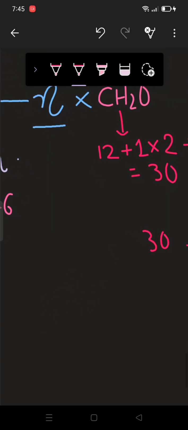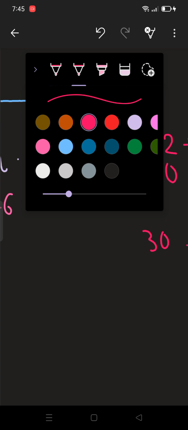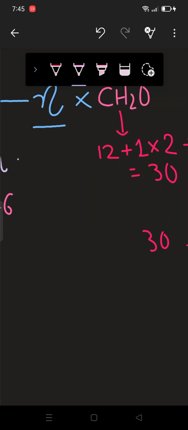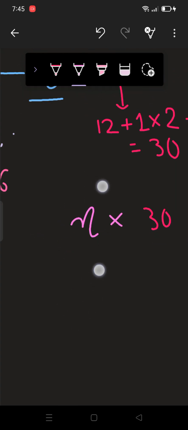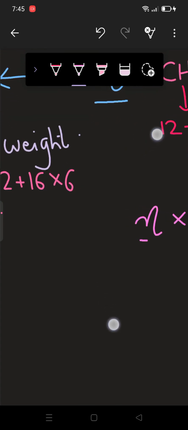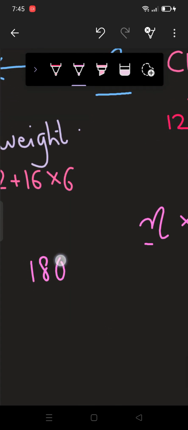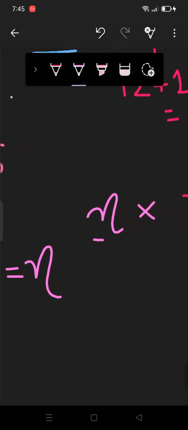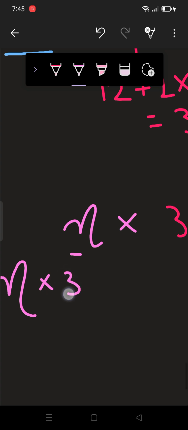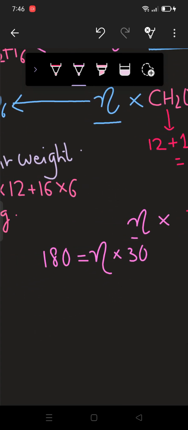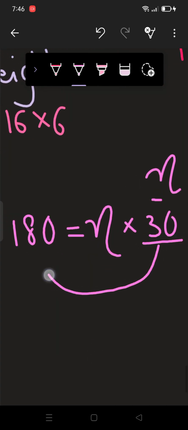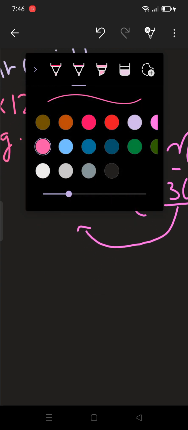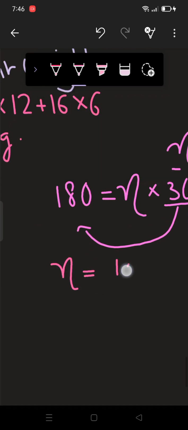So now I need to multiply by a number. Basically I'm finding the number here. What number do I multiply the empirical formula with so that I can have a molecular formula? So multiply by n, right? Now I need to find this n, of course. So let me write this equation here. 180 is equal to n multiplying with 30, right? Molecular weight is equal to n into empirical weight, right? So 30 is multiplying here, it will go there, it will be divided. So n is equal to 180 by 30, right?